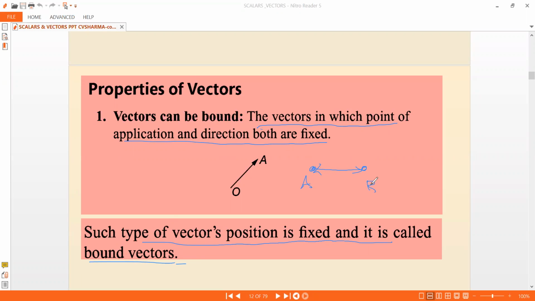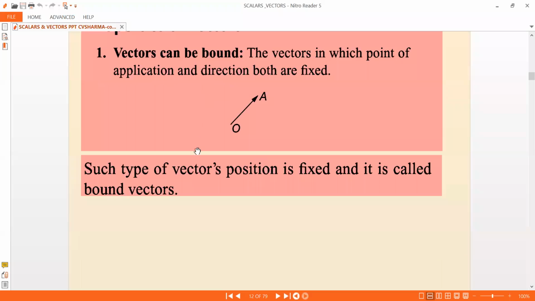When you consider displacement, this length is fixed. You have a fixed length. When you have a fixed length, what you generate is a bounded vector. So the vector is bounded between these 2 points. So that's what the idea is. So next one.